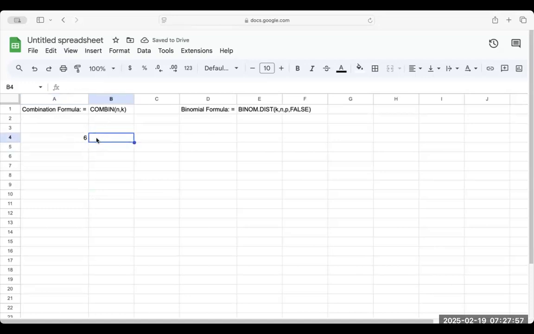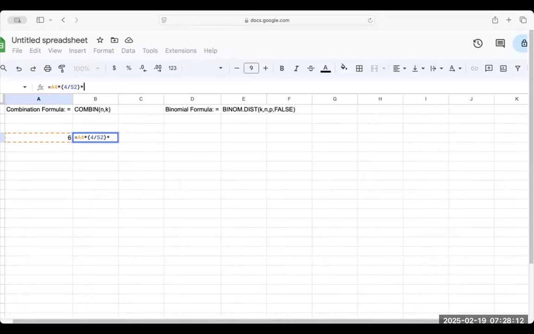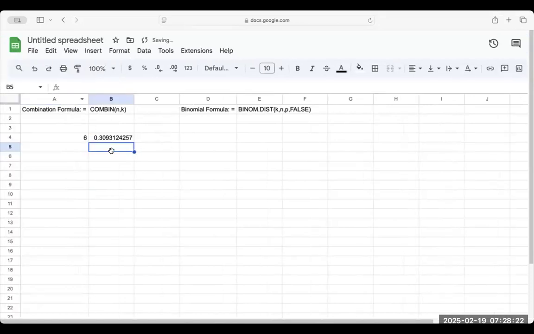Then right beside it, I'm going to enter equals, I want to do 6 times, well, the probability of success was 4 out of 52, so I'm putting that in parentheses. Make sure you put the times symbol. Then I'm going to do times, and we had 48 out of 52 raised to the 5th because there were 5 failures and 1 success. And then I'm going to hit enter. And so the probability of choosing 1 jack out of 6 cards with replacement is 0.309, or about 0.31.